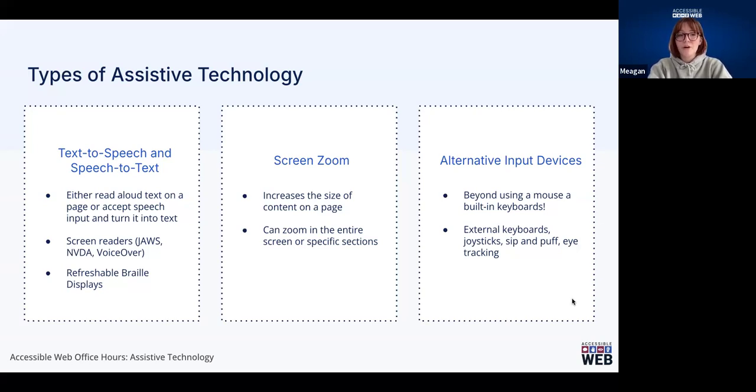An example here for text to speech would be screen readers such as JAWS, NVDA, and VoiceOver, some of which are included with your native operating systems. And then another one are refreshable Braille displays.